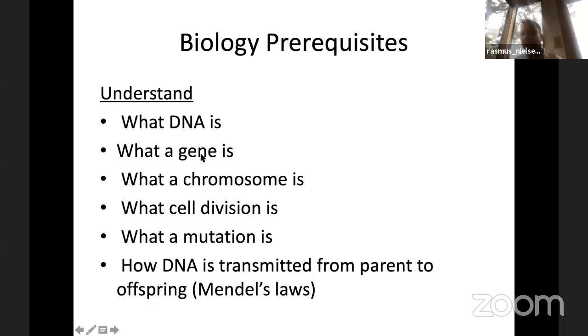So you should understand what DNA is, for example. When we talk about DNA, what is that? When we say a gene, you should understand what we mean by a gene. You should understand what a chromosome is, what cell division is, what a mutation is. And how DNA is transmitted from parent to offspring is also important. So Mendel's laws. These are all things that are part of, I would say in most countries, I believe also in Russia, a high school curriculum in biology. And we will assume that you understand this.